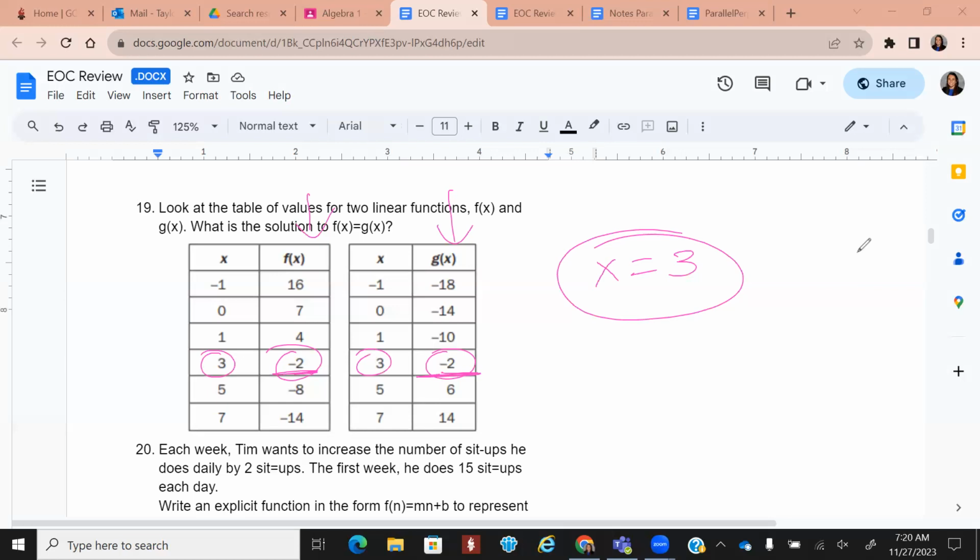Okay? On number 20, it says, each week, Tim wants to increase the number of sit-ups he does daily by 2 sit-ups. The first week, he does 15 sit-ups each day. Write an explicit function in the form f of n equals mn plus b to represent that function. So we're going to say f of n equals how many sit-ups is he doing more each week? 2. So we're going to say 2 times the number of weeks plus, how many did we start with?